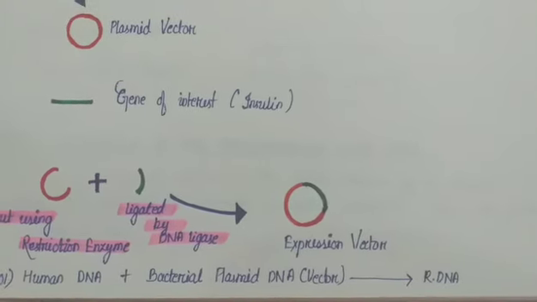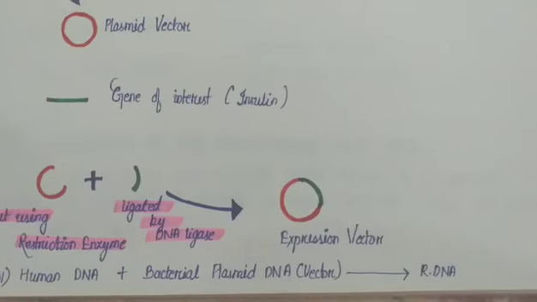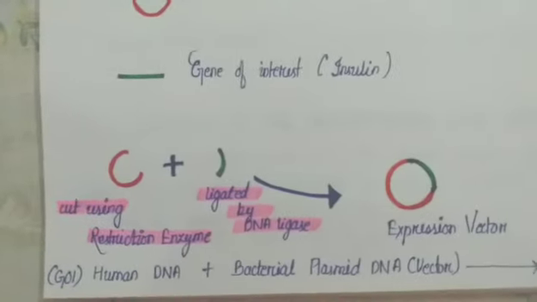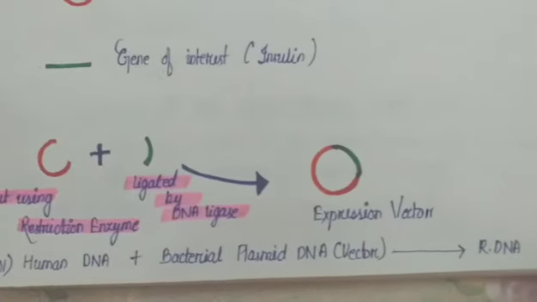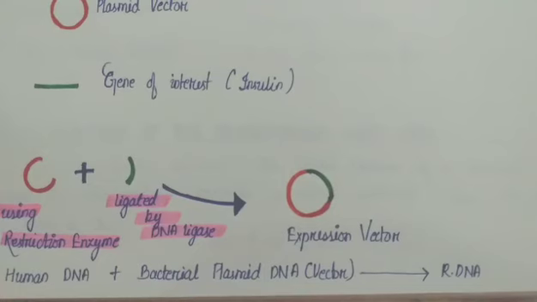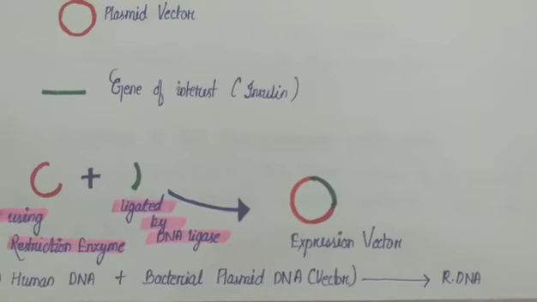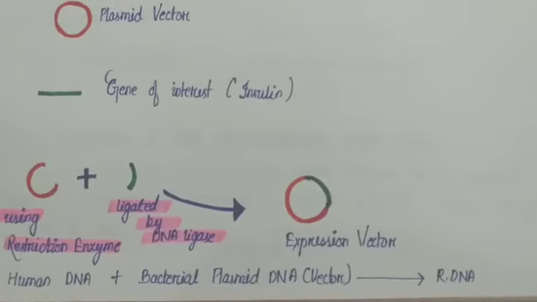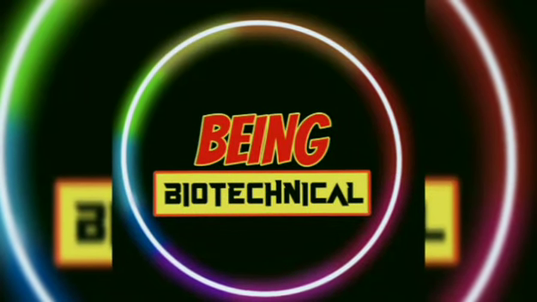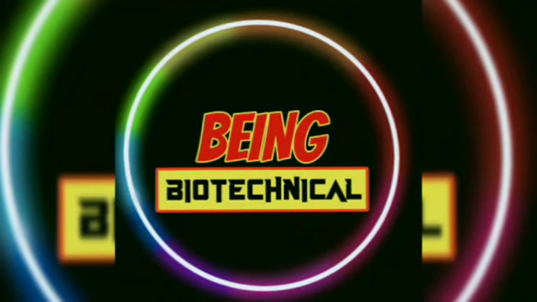I have also mentioned down here that human DNA, which is the gene of interest, GOI, plus bacterial plasmid DNA, which is the vector, will give rDNA. Now rDNA and expression vector are both the same. I hope you are clear. With this, part 1 of rDNA technology has ended.